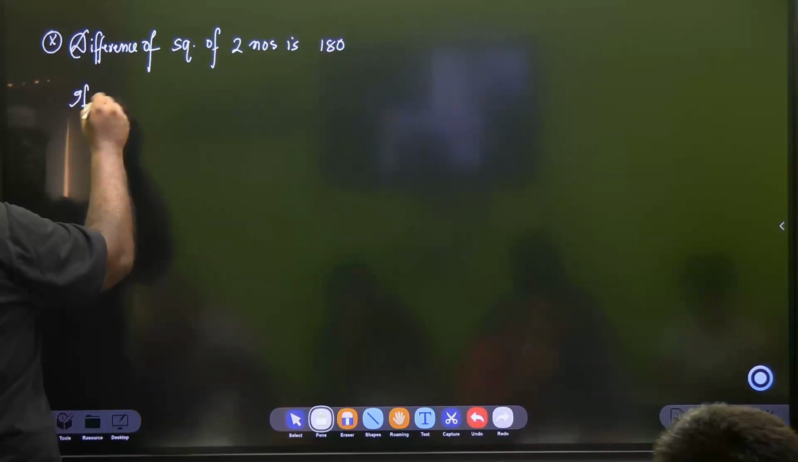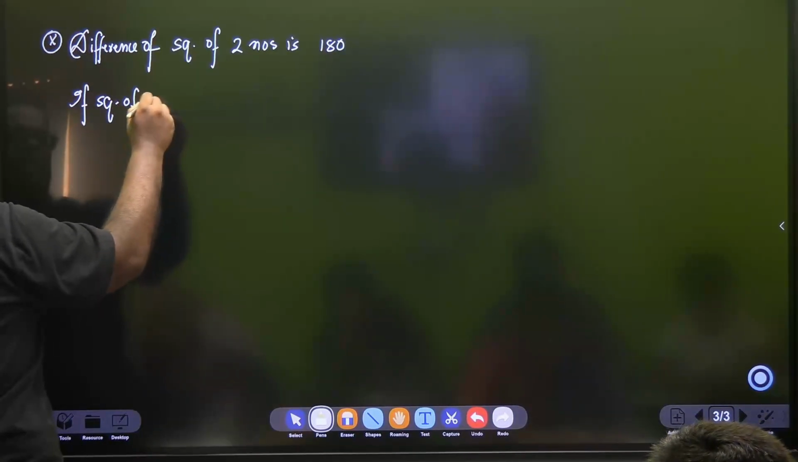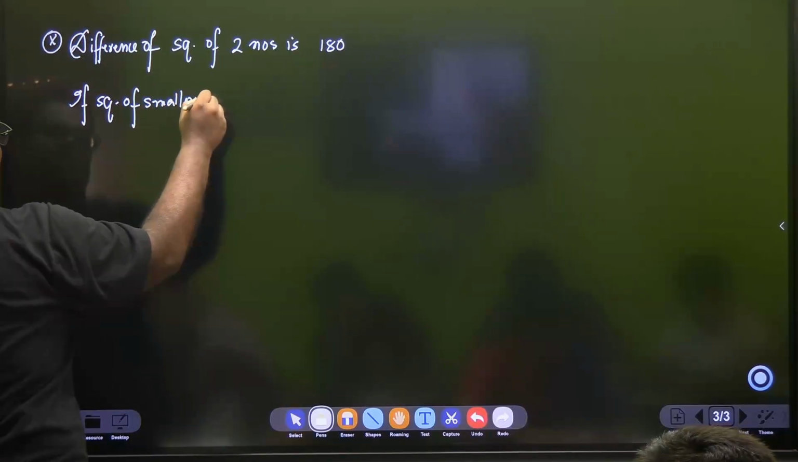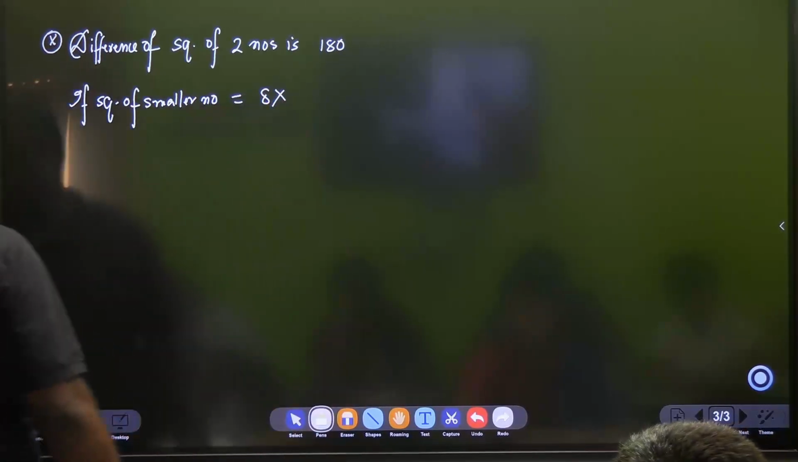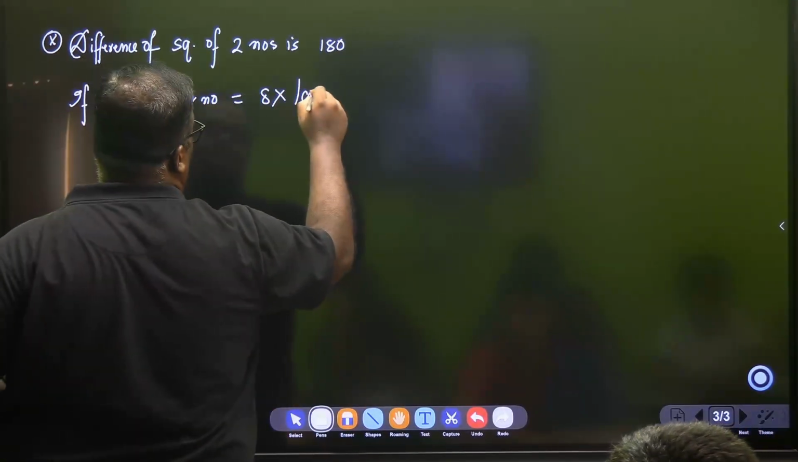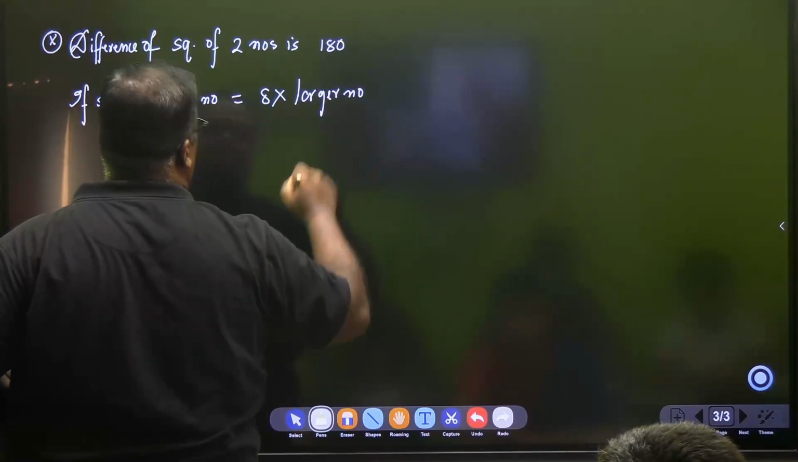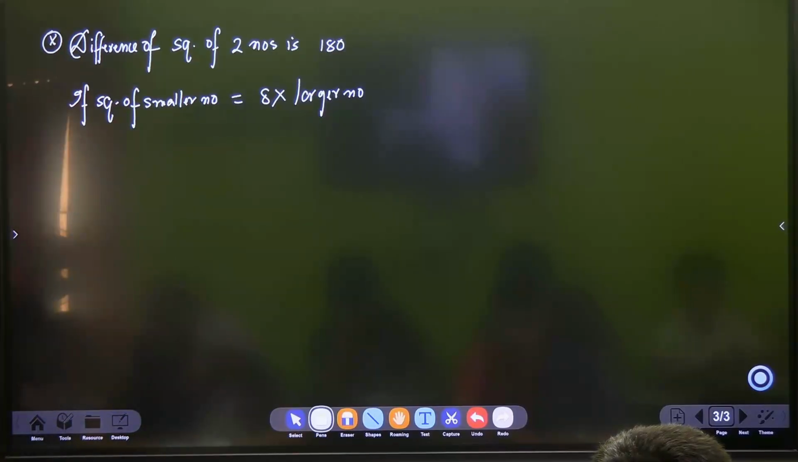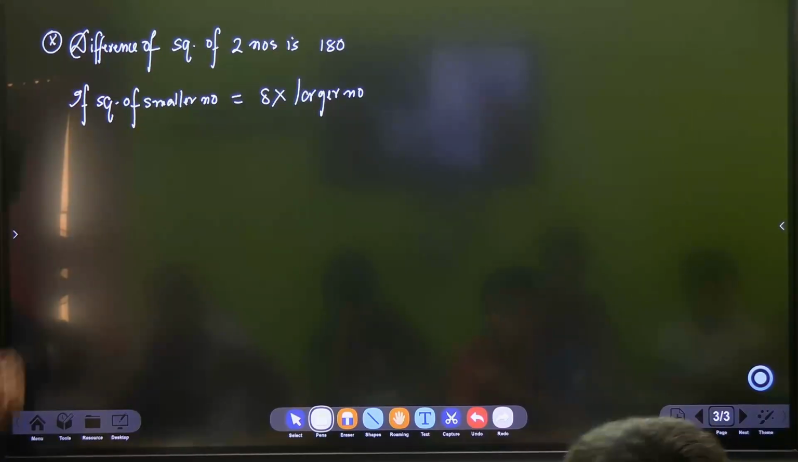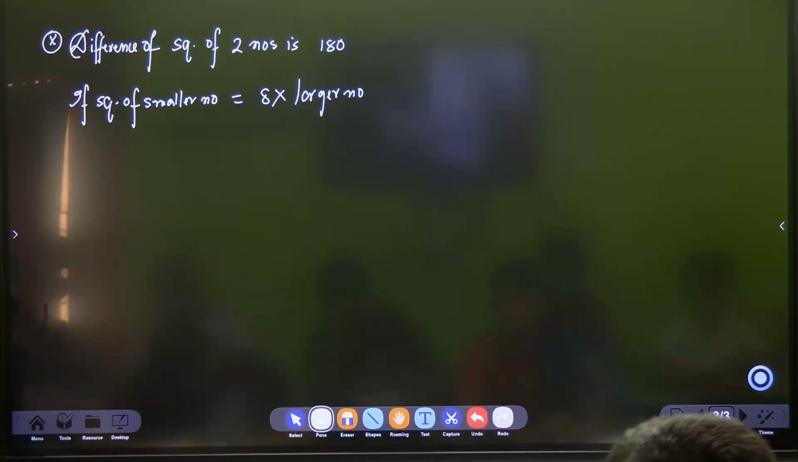If square of smaller number is 8 times larger number, find the two numbers. The difference of squares of two numbers is 180. There are two numbers, the difference of whose squares is 180. Square of the smaller number is 8 times the larger number. You are not allowed to use two variables. How will you frame the question?